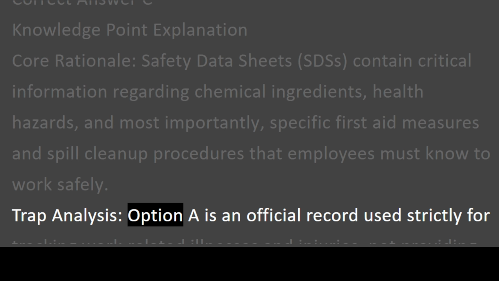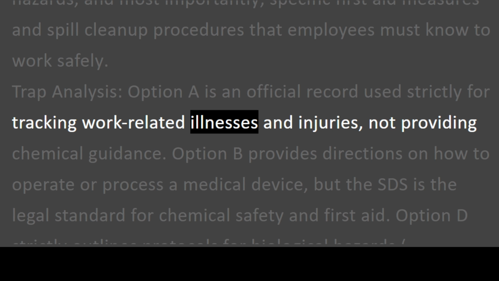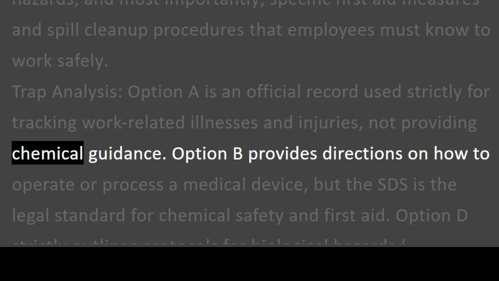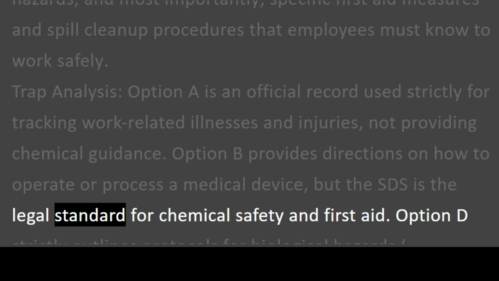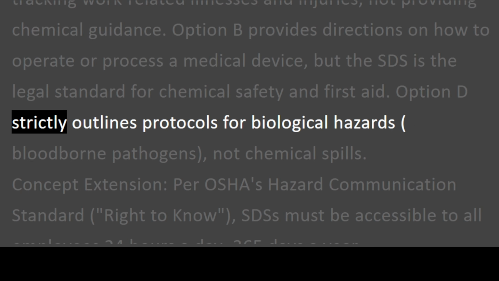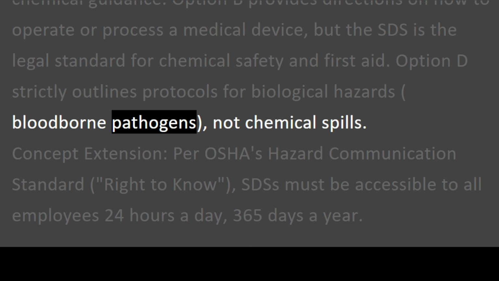Trap analysis. Option A is an official record used strictly for tracking work-related illnesses and injuries, not providing chemical guidance. Option B provides directions on how to operate or process a medical device, but the SDS is the legal standard for chemical safety and first aid. Option D strictly outlines protocols for biological hazards, bloodborne pathogens, not chemical spills.